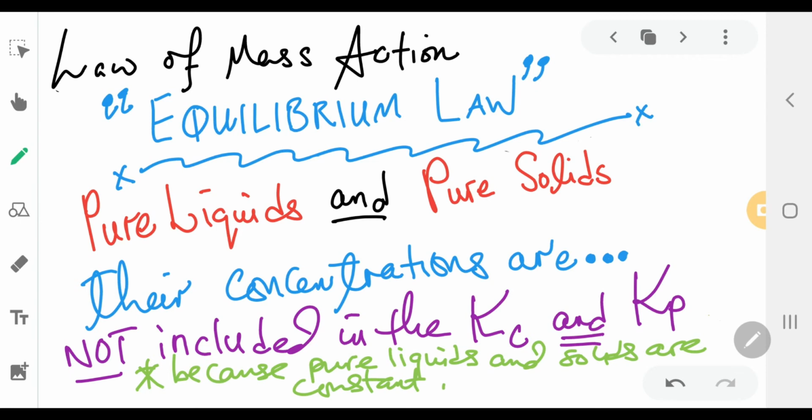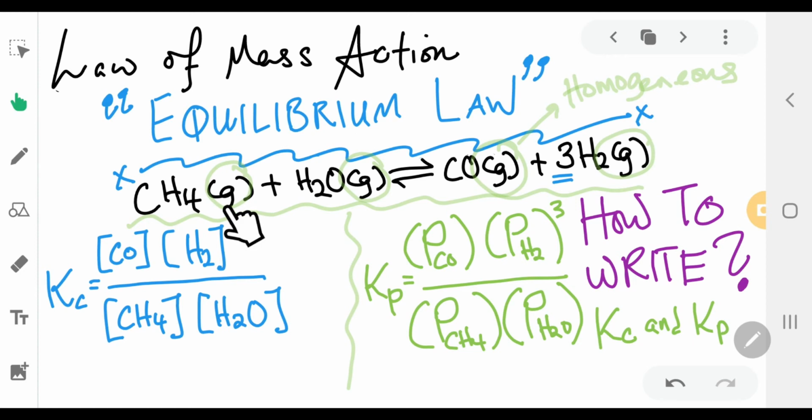To explain why they are constant, it's going to be another discussion, and that's going to take a long time. For now, it's enough for you to know the reason why they are not considered in the Kc and Kp is because they are constant for pure liquids and pure solids. If you noticed, over here you have all gas. You do not have liquids, you do not have solids.